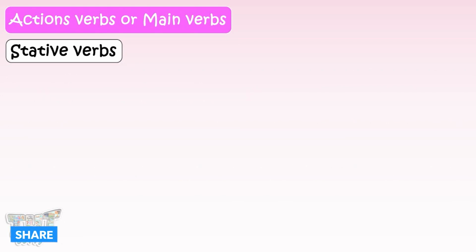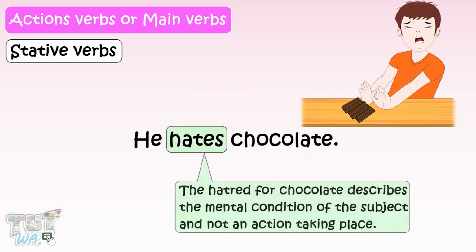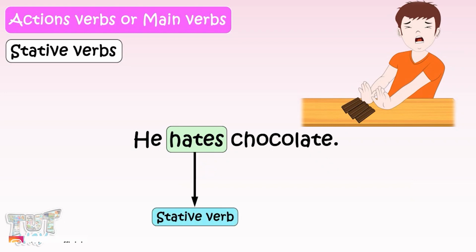For example, he hates chocolate. Here, the hatred for chocolate describes the mental condition of the subject and not an action taking place. So, hates is a stative verb.